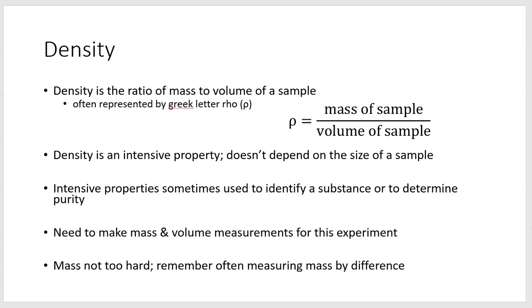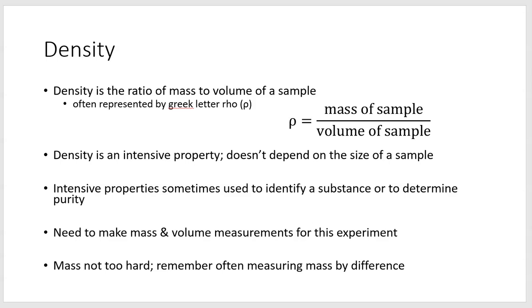Because the mass and the volume increase in proportion to one another, if we double the mass of a sample, all things being equal, it also doubles the volume. Density doesn't depend on the size of the sample, so it's called an intensive property. This is in contrast to an extensive property, and both mass by itself and volume by itself are extensive properties.